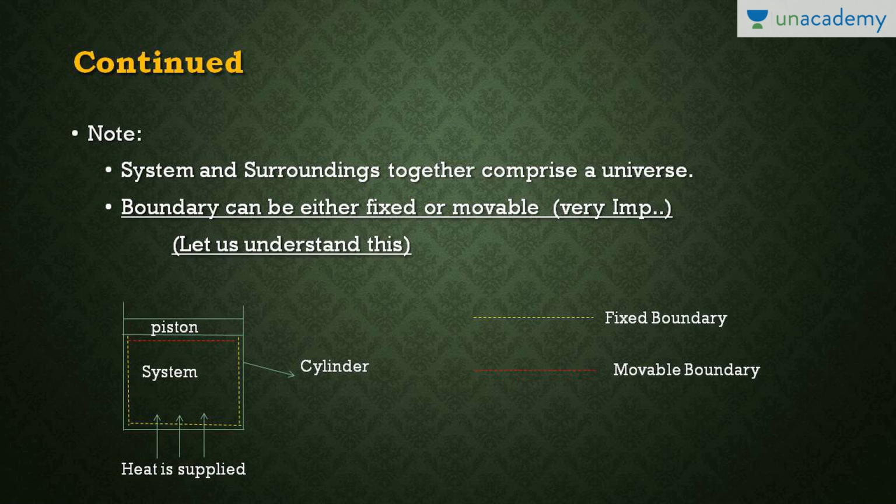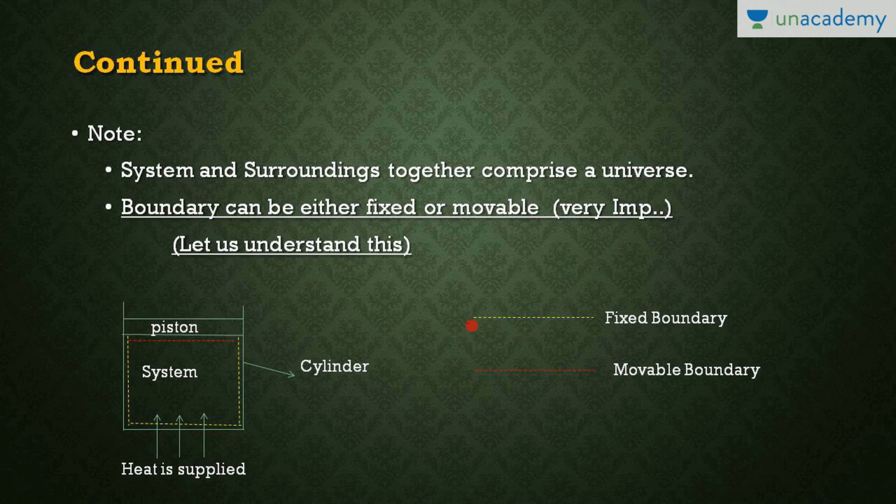Heat is supplied to this gas. The moment the heat is supplied, the pressure inside the system will increase. The increase in pressure will raise the piston in the upward direction. So as you can see, this system has 4 boundaries. This left side wall, right side wall, and the lower base. These 3 are fixed boundaries.